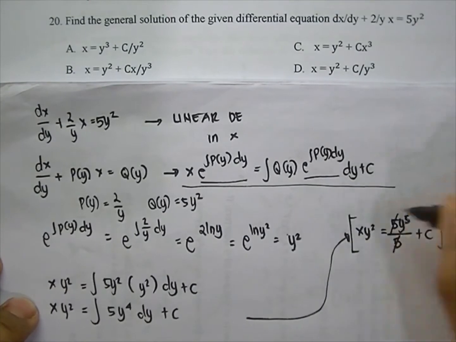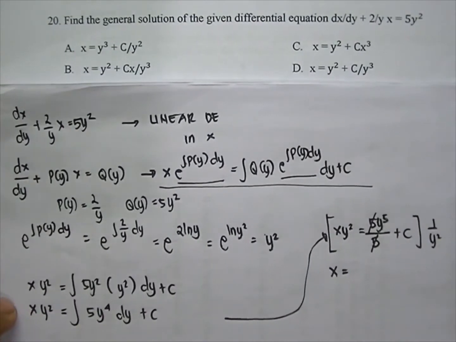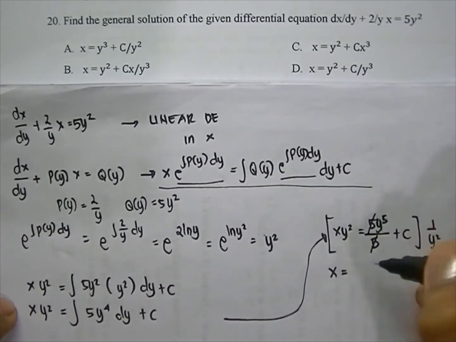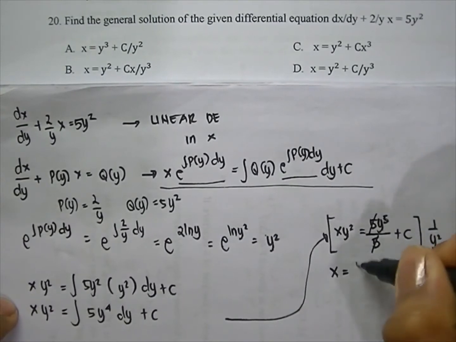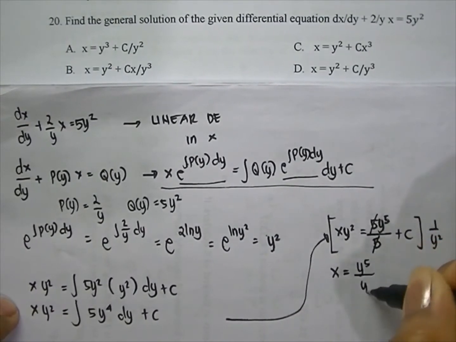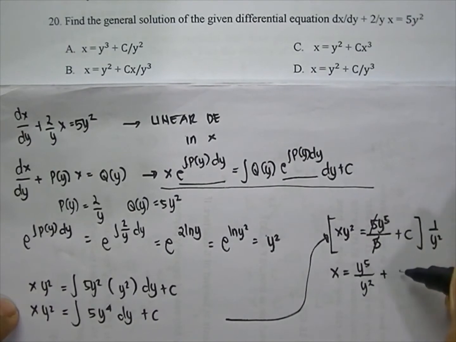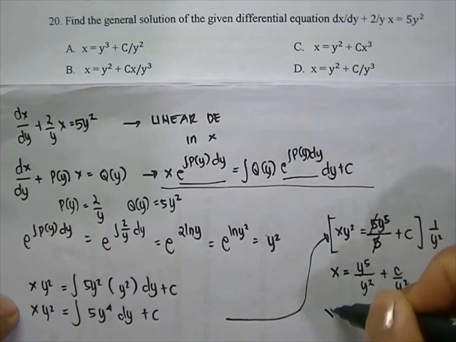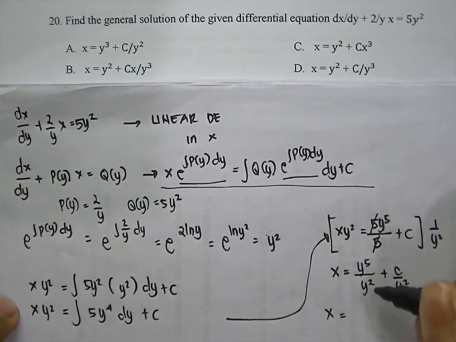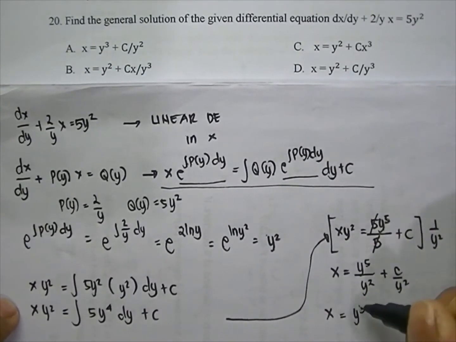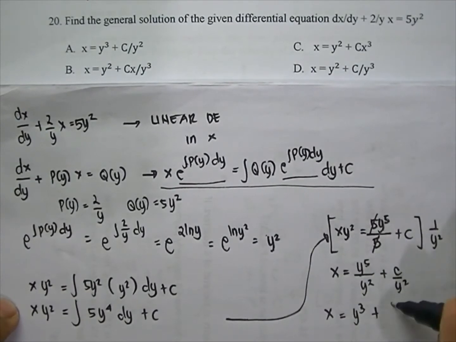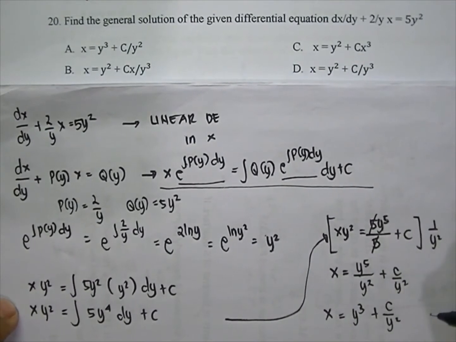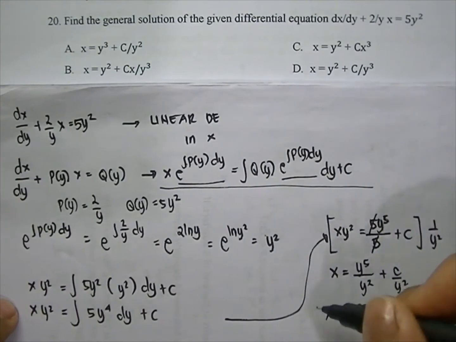So multiply both sides by 1 over y squared. So we have x equals y raised to 5 over y squared plus c over y squared. So we have x equals y cubed plus c over y squared. Letter A.